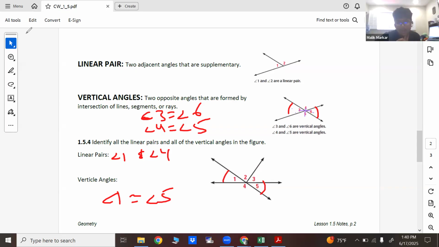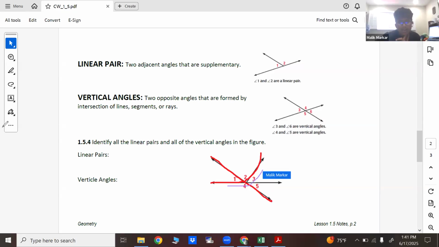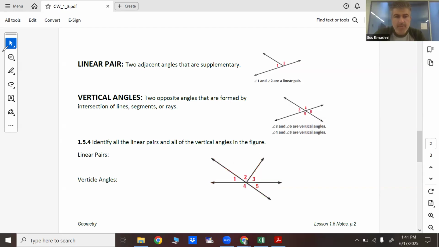Angle 2 and angle 4 also? No, because it has to be two lines forming it. Oh, it's three lines. That wouldn't make sense, right? Because you have to have two lines. Yeah.